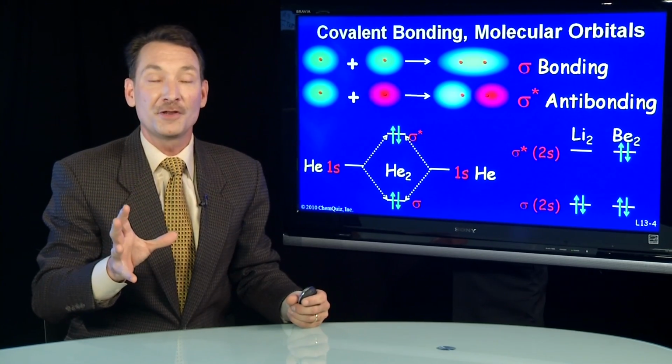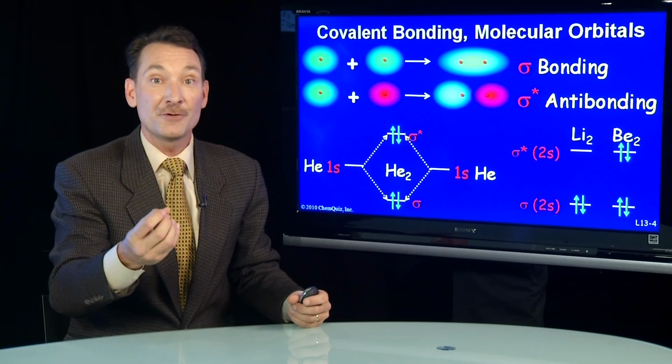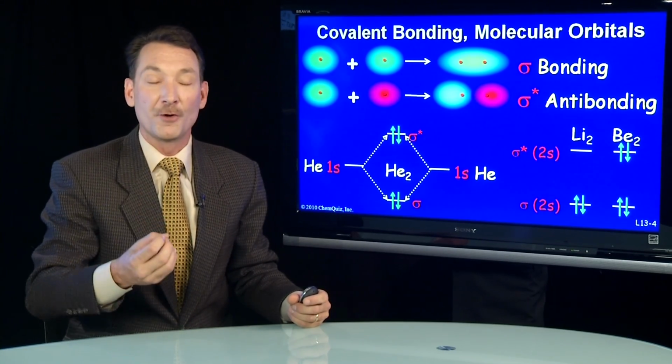So my molecular orbital theory has predictive power, and it can predict the bond order and whether or not bonds form in molecules.